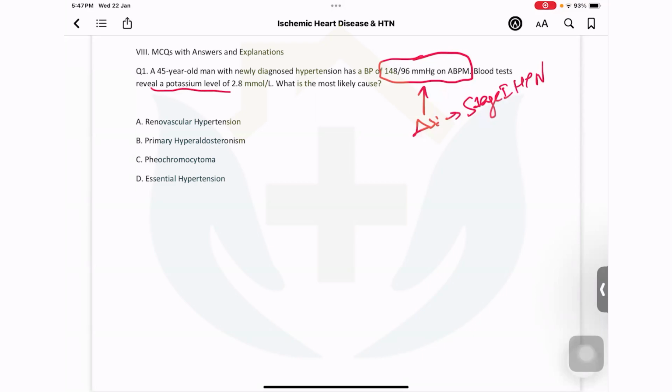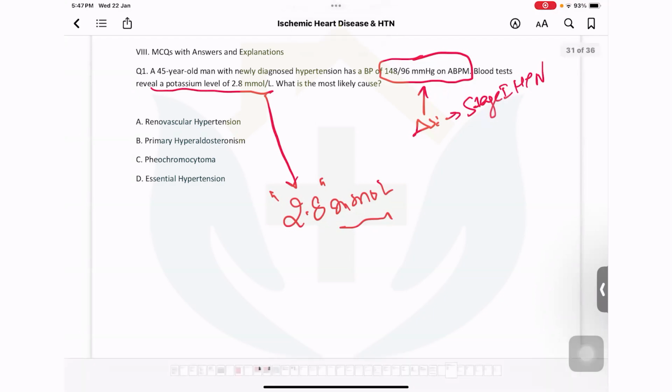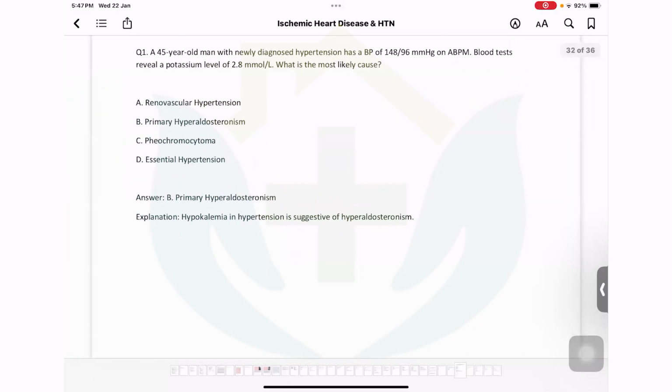Blood tests show a potassium of 2.8. Primary hyperaldosteronism, mineralocorticoid excess. So what is the most likely diagnosis? Renovascular hypertension, primary hyperaldosteronism, pheochromocytoma, or essential hypertension? So primary hyperaldosteronism. It is a young man, 45 years old, with hypokalemia. So the answer is primary hyperaldosteronism because hypokalemia with hypertension is suggestive of hyperaldosteronism.